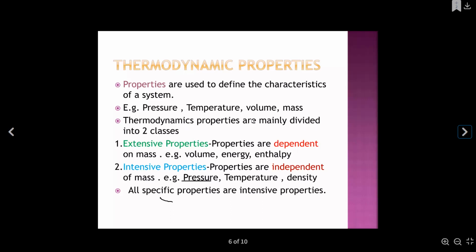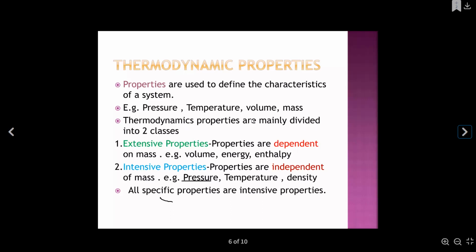Extensive properties are properties that depend on the mass of an object. In other words, we can say that they depend on the amount of a substance, or the quantity of matter present in the system. So they depend on the quantity, the mass, or the amount of a substance in the given system.